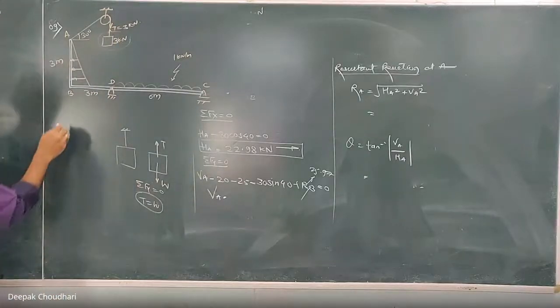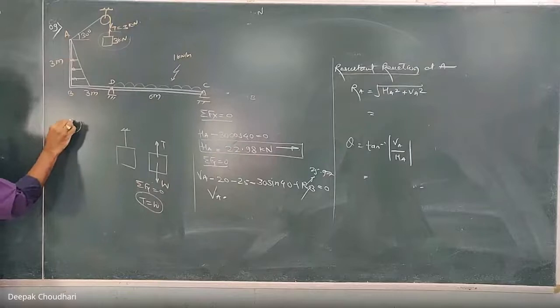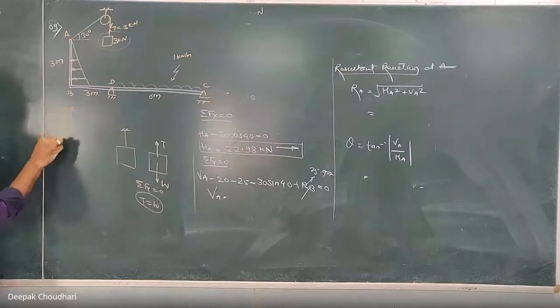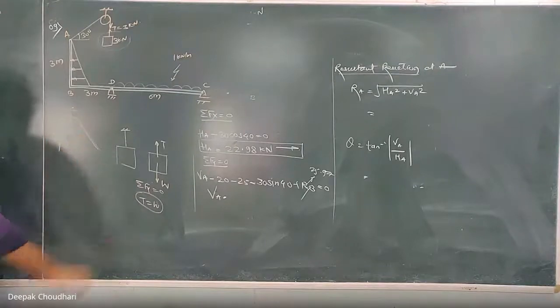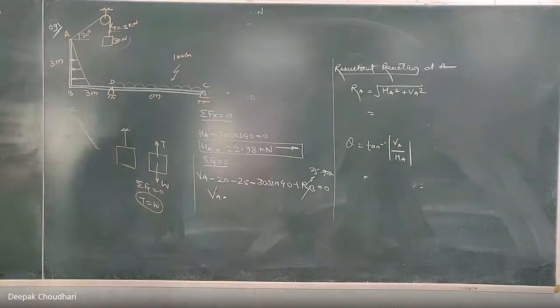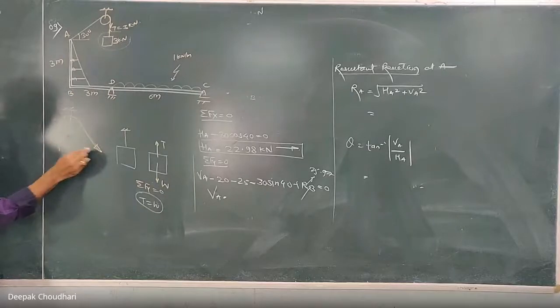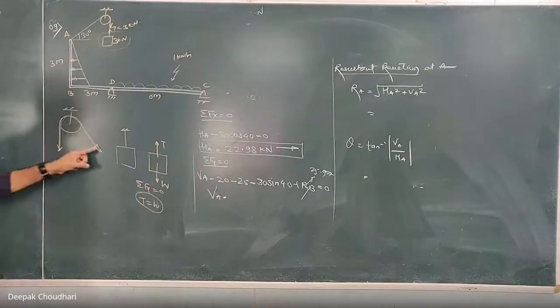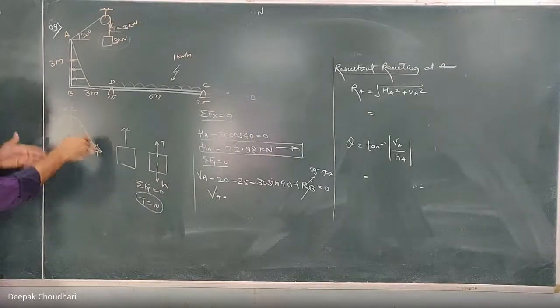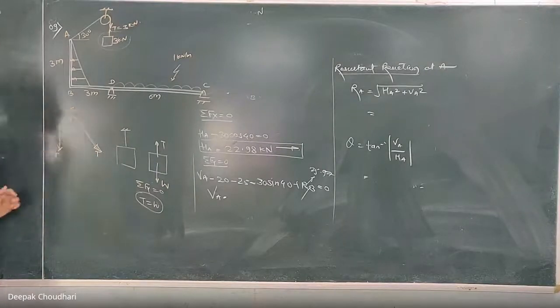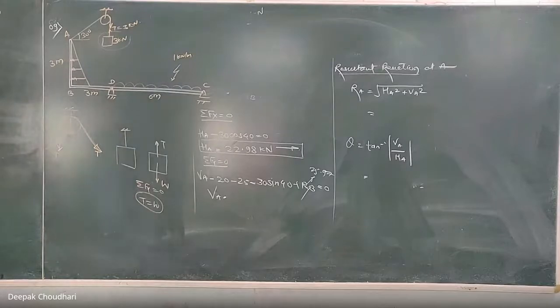Other important thing: whenever any string is passing over a pulley, you must always consider the pulley to be frictionless. For a frictionless pulley, the tension on either side of the string remains the same. If this tension is T, then this will also be T, acting along the string and away from the body under consideration. When the string passes over the pulley, the tension on either side is the same, as we are assuming a frictionless pulley.